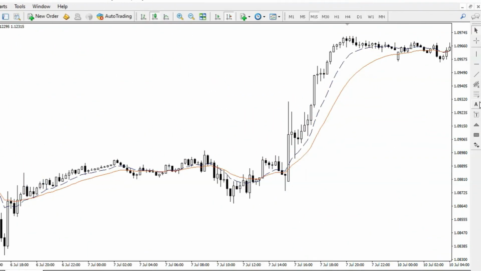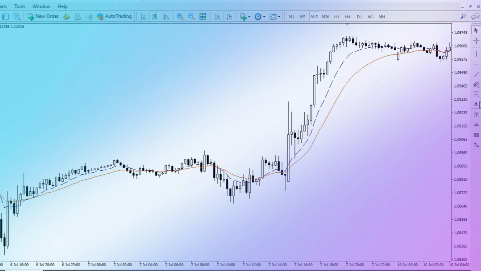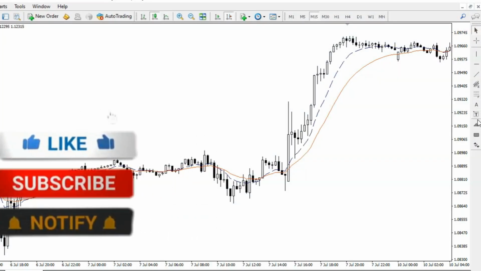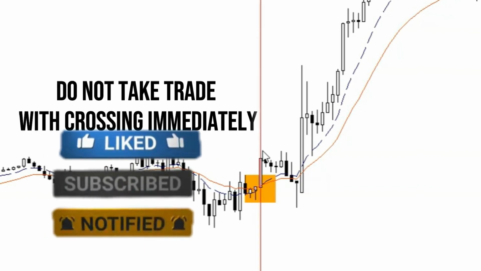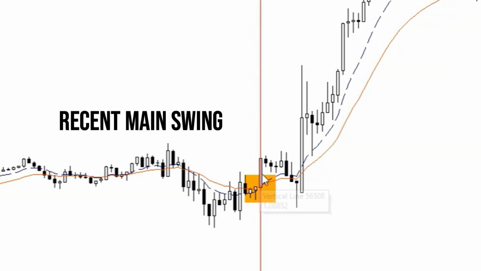The method I want to show you now though is my personal, simple, but effective strategy. It's accurate and profitable. But you gotta watch the whole video to get the full strategy and all the tips. So, the way we trade this strategy is a bit different. In this approach, when the moving averages cross, we don't immediately take a trade. Instead, we need to identify the most recent swing high or low.